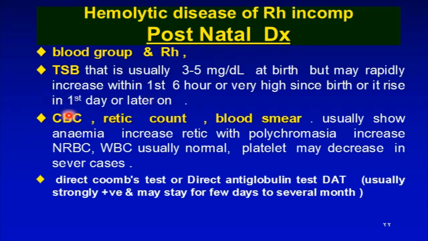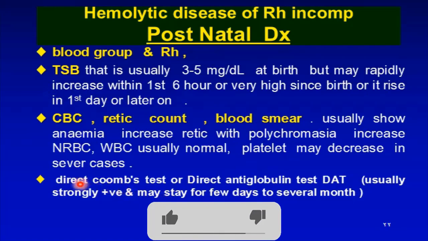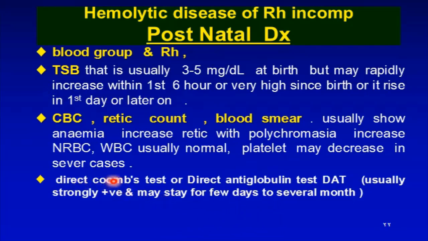Complete blood count, retics count, and blood smear usually show anemia, increase in reticulocyte count with polychromasia, and also increase in nucleated RBCs. This is a feature of hemolysis. White blood cells are usually normal; platelets may be decreased in severe cases. Also, we have to send a direct Coombs test, or direct antiglobulin test, usually strongly positive, and it may stay positive for a few days to several months.